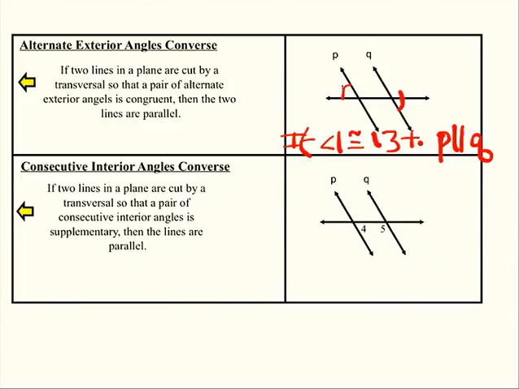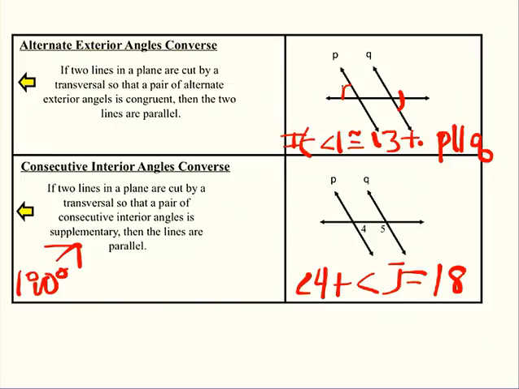So let's go ahead and let's take a look at consecutive interior angles converse. So if two lines in a plane are cut by a transversal so that a pair of consecutive interior angles is supplementary, remember that supplementary means that it adds to 180 degrees, okay, then the lines are parallel. So if it's given to us that angle 4 plus angle 5 is equal to 180, then we know that P is parallel to Q. Okay, so that's all that that one means.